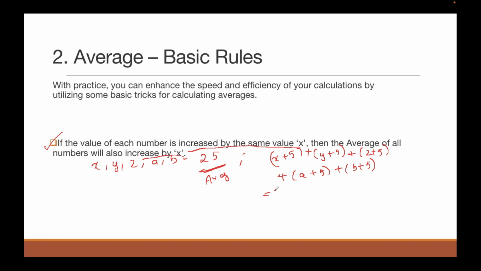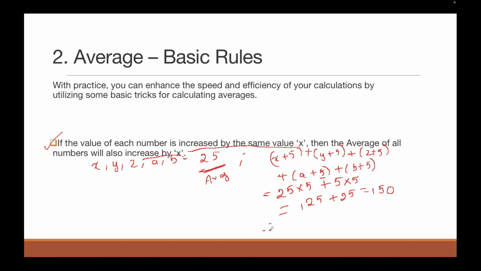I need to calculate the sum. So how will I calculate the sum? I will write 25 into 5. Why? 25 into 5 would give us the sum of all these numbers x plus y plus z plus a plus b. Now, how many numbers are there? 5 numbers and each of the numbers is getting increased by 5. So plus 5 into 5. So what will be the total sum? It's 125 plus 25, that is 150. Right. So what will be the average now?